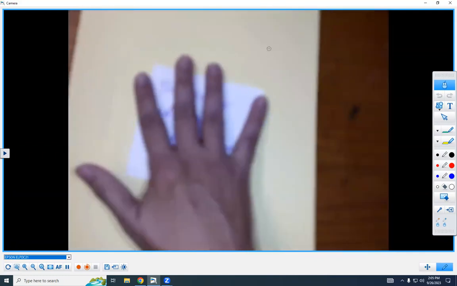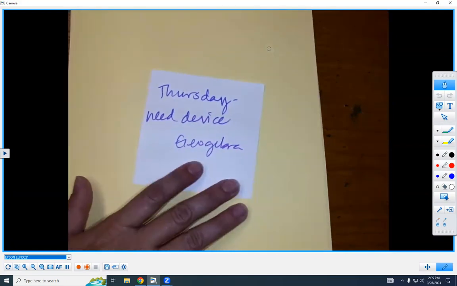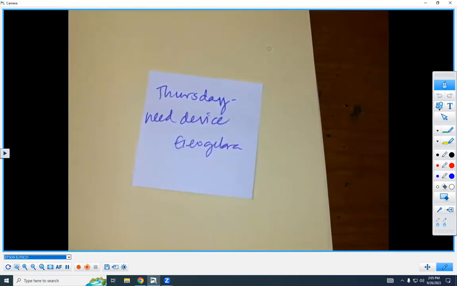Okay, so first of all, let me say on Thursday, I have this reminder for myself. You need a device. You need a laptop, an iPad, probably something more than a phone. We're having a GeoGebra day, so we're going to do it all in class on Thursday. You need some sort of device, a computer, iPad, whatever. So this is your notice to bring that on Thursday.